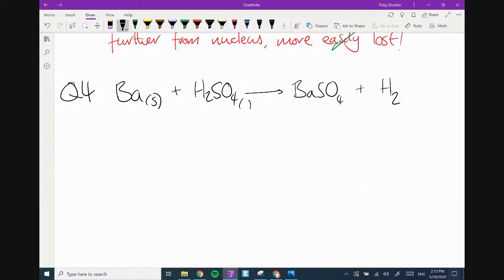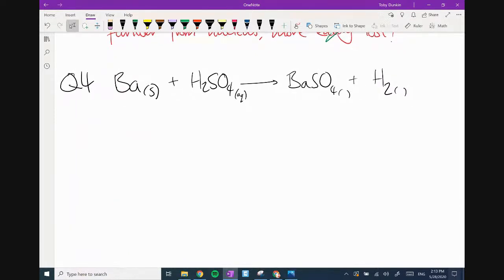What's the state symbol for this guy? Rue, well done. All acids are aqueous. Well done. Good job. What's now the state symbol for barium sulfate?